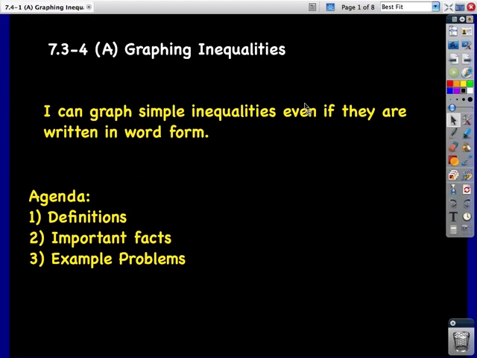Hey, why did the picture go to jail? Because it was framed.